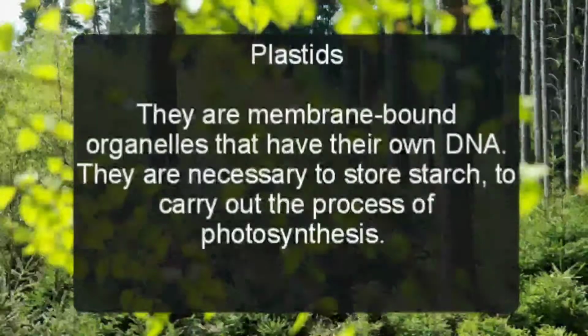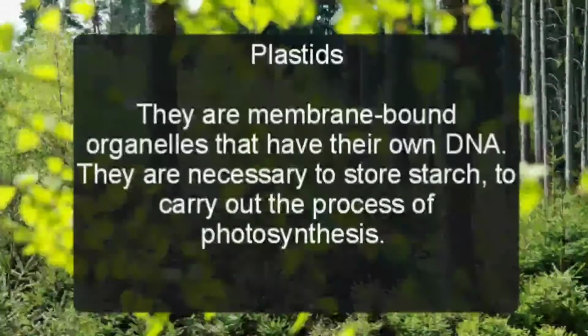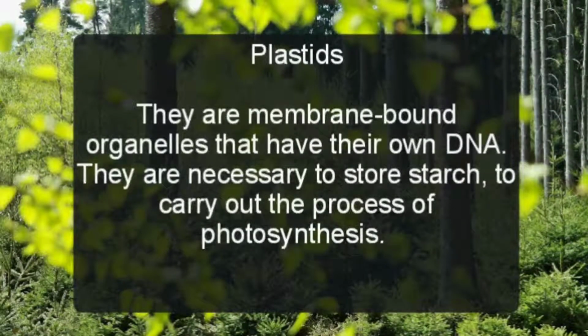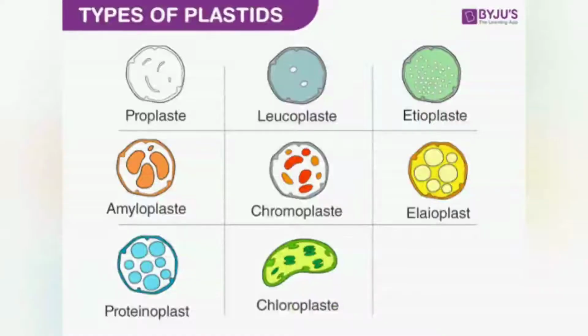Now we have plastids under the nucleus. So they are membrane-bound organelles that have their own DNA. They are necessary to store starch and to carry out the process of photosynthesis. So we have types of plastids here: proplastid, leucoplast, etioplast, amyloplast, chromoplast, elaioplast, proteinoplast, chloroplast.